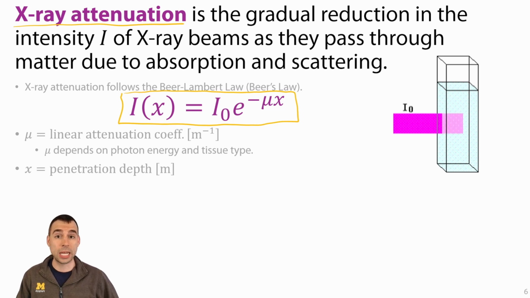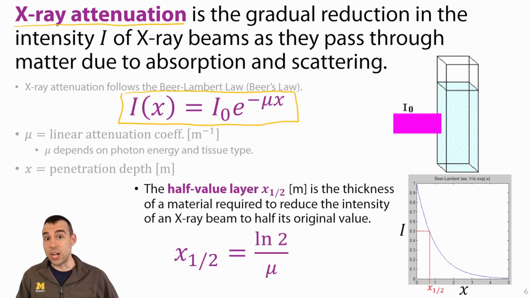Here, mu is the linear attenuation coefficient in inverse meters, x is the penetration depth, and I0 is the initial intensity at the start of some reference point, and I, as a function of x, is the intensity after we penetrate through a certain penetration depth.